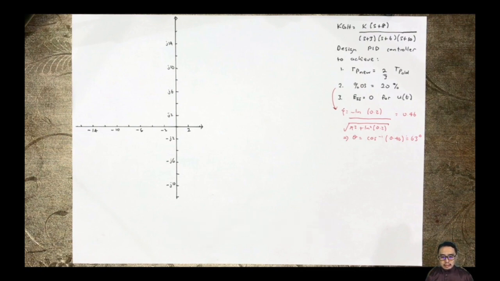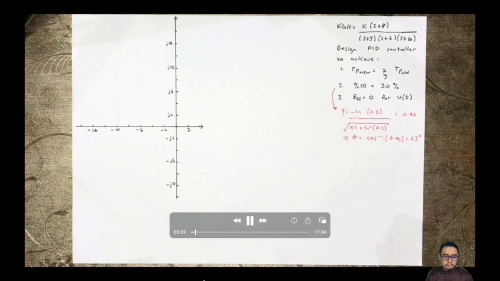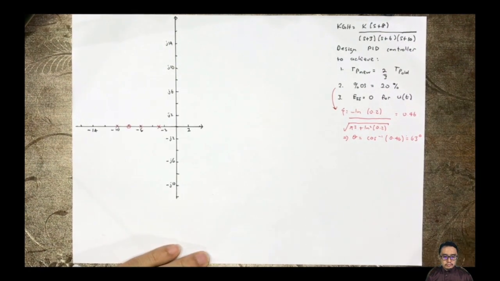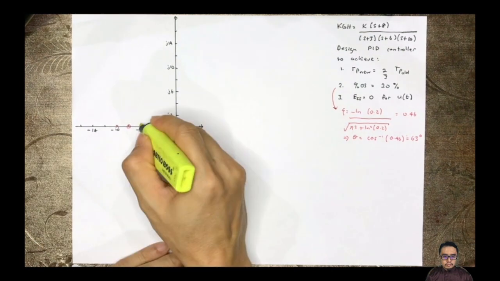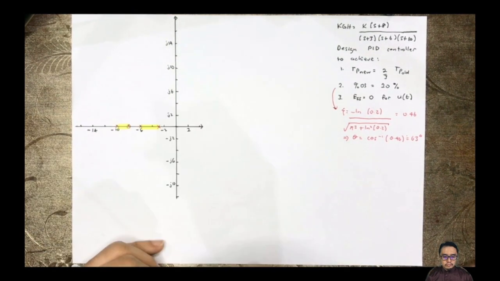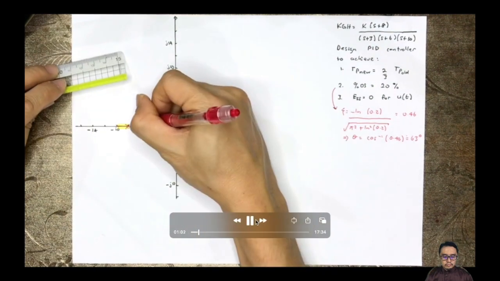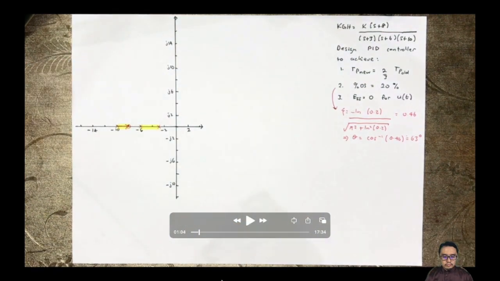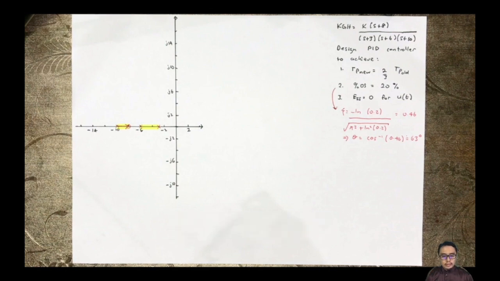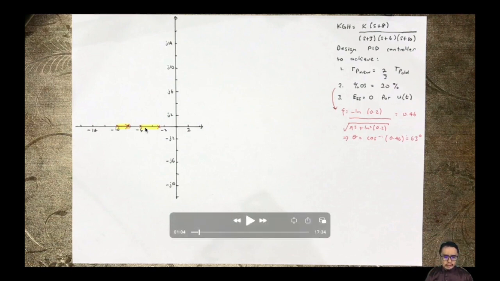Next, we can start looking at the locus itself. So the poles and zeros can be marked on the axis. You can see that I'm using the rule where the locus will lie to the left of an odd number of poles or zeros. Here I've highlighted it in yellow. That will be the locus, where the locus will lie in the real axis.